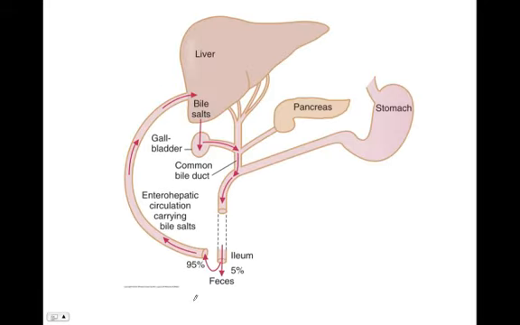The bile salts themselves are reabsorbed. More than 95% of bile salts are recirculated, and they travel through what is referred to as the enterohepatic circulation, and they're returned to the liver and are redeposited back into the gallbladder. In this manner, bile salts can be recycled through the digestive process.